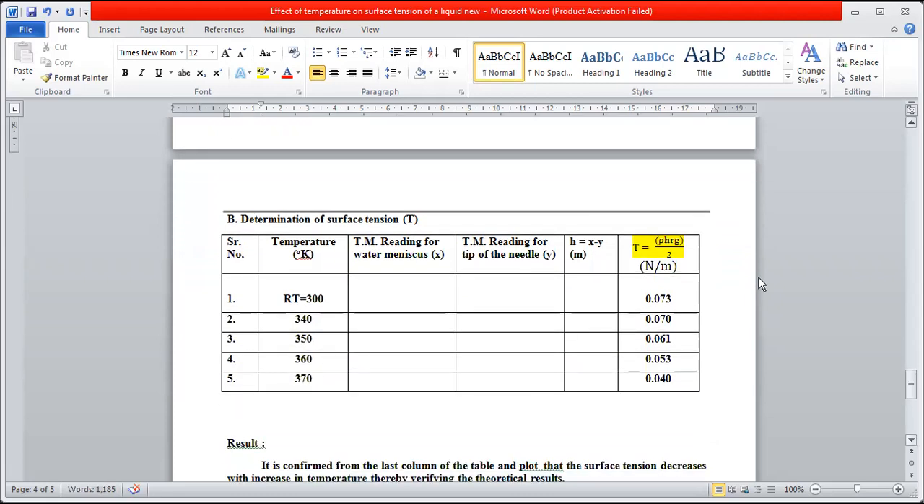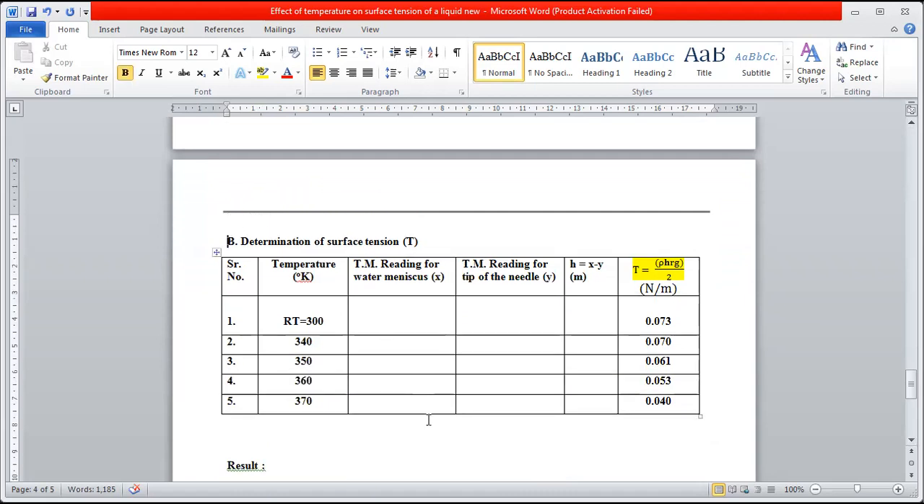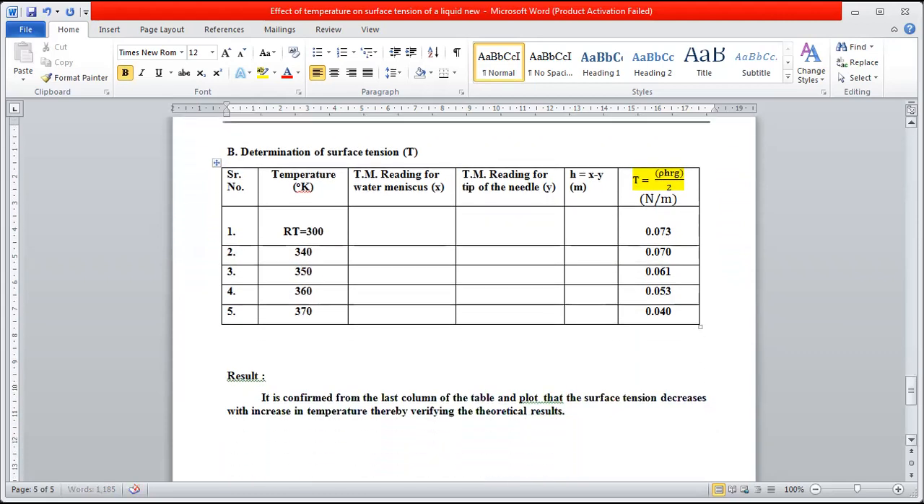Next part, to determine the surface tension of the liquid. So this table is required. The first column will be for the serial number. The second column is for the temperature. And this is the TM reading for the water meniscus, and this is the TM reading for the needle. So this is X, this is Y. The difference of these two readings gives the height of the liquid in the capillary tube, that is H.